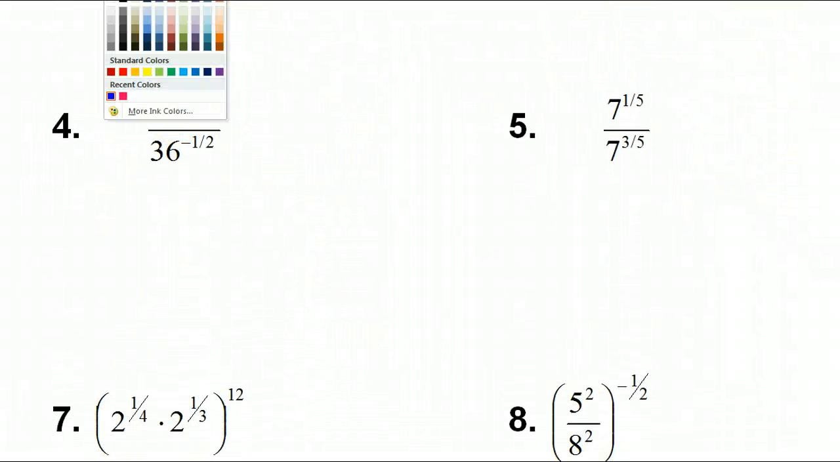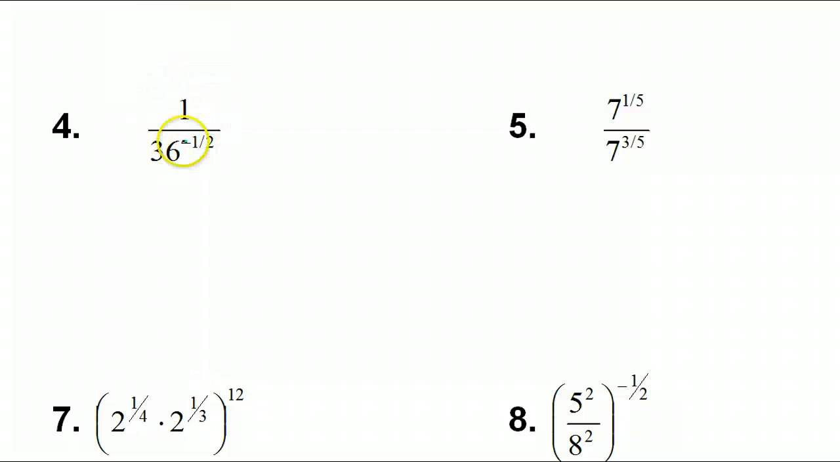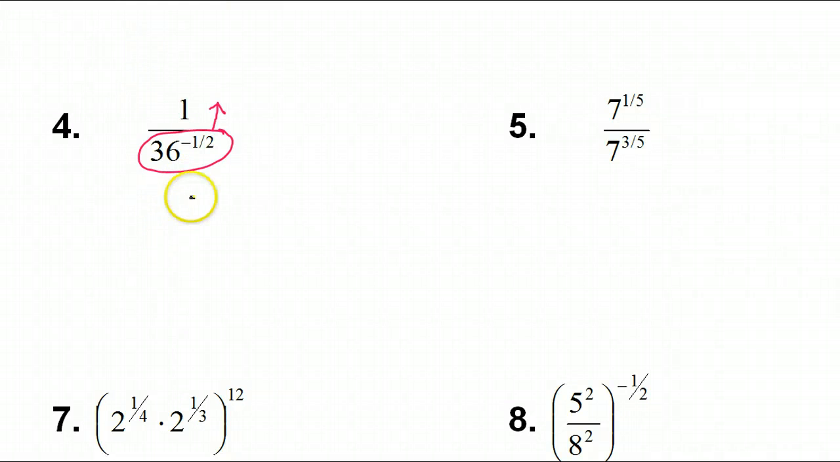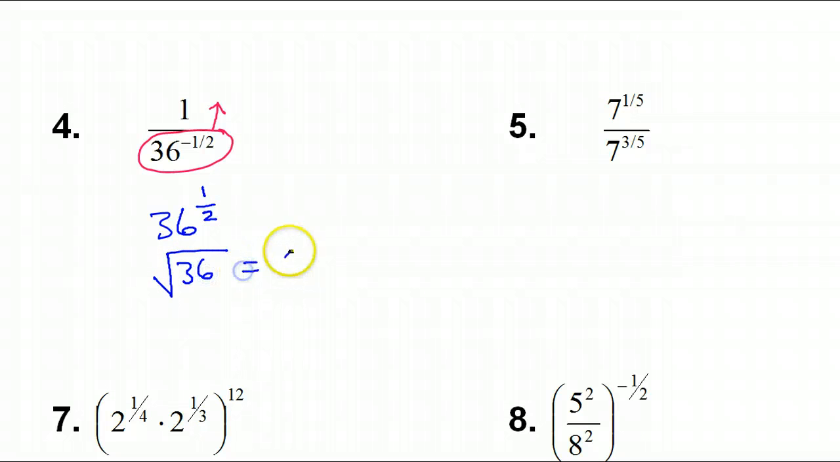Okay, on number 4, I see that we have a negative exponent. All right, if something has a negative exponent, it is on the wrong side of the fraction. So when this comes up, then I find that I have 36 to the positive 1/2 power up here. All right, and again, 1/2 power is the same thing as square root. So square root of 36 is 6. So that's the answer to number 4.